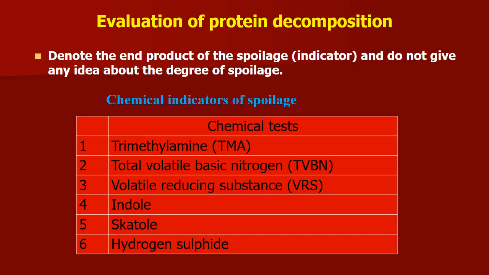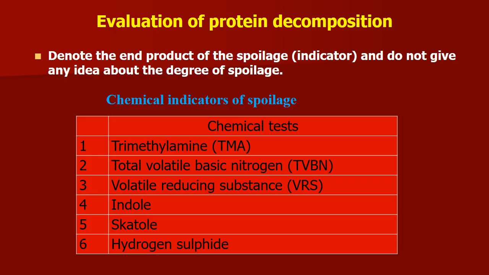Now we will discuss the evaluation of putrefaction or decomposition. Here it will denote the end product of the spoilage, or the indicators of spoilage, and it does not give any idea about the degree of spoilage. What is the degree? It won't tell. It will only tell about the specific indicators, that is, the chemical indicators of spoilage.